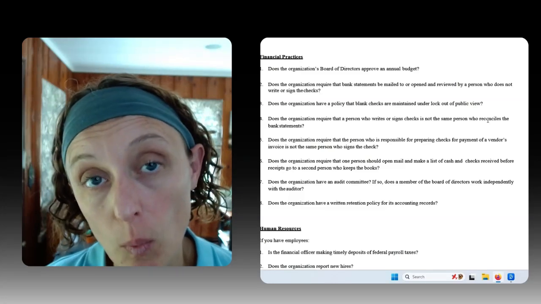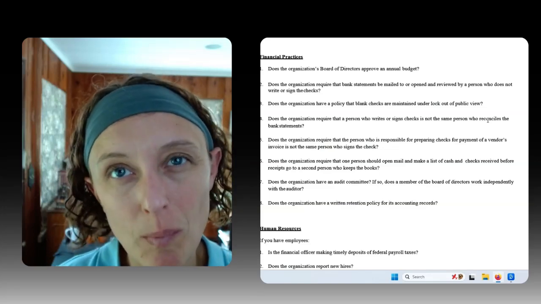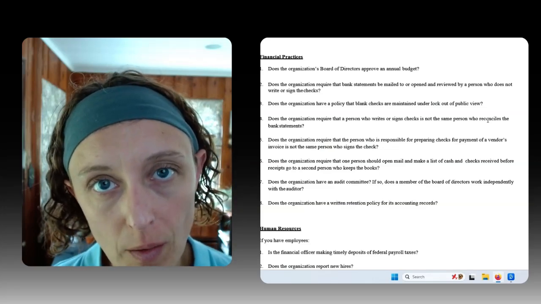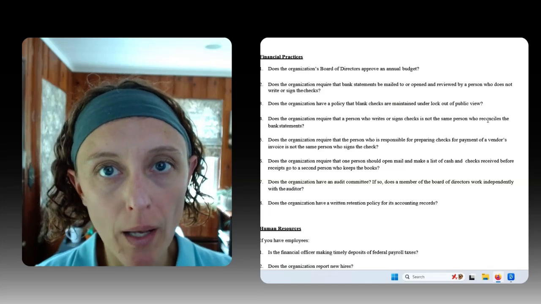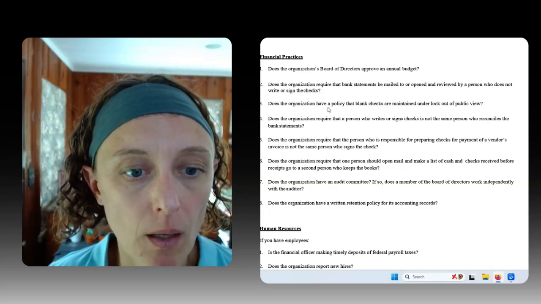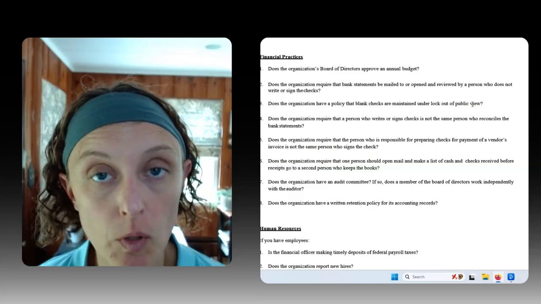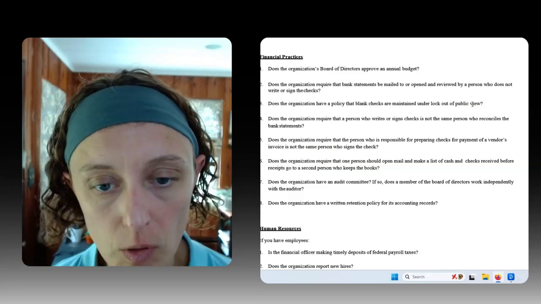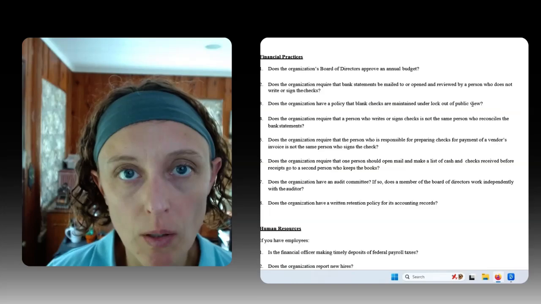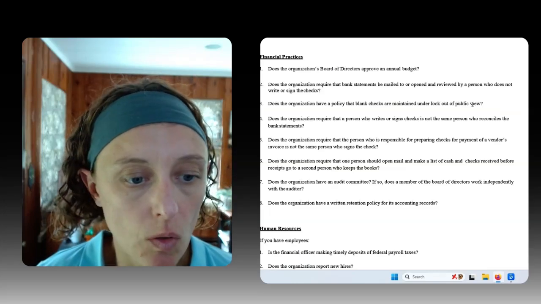Not just for you, because you're not the ones doing it, but partly for you and also for your operational staff. Like I said, you don't want to make it burdensome and difficult for them to carry on their operations, but you do want responsibility and accountability. Another item here is that blank checks are kept locked and out of public view. Don't leave them in the lobby or whatever. Does everybody know where the blank checks are kept? Are they locked up? Just making sure that things are secure.